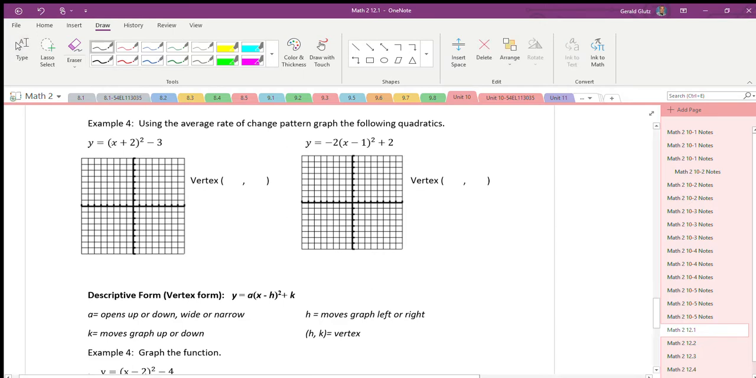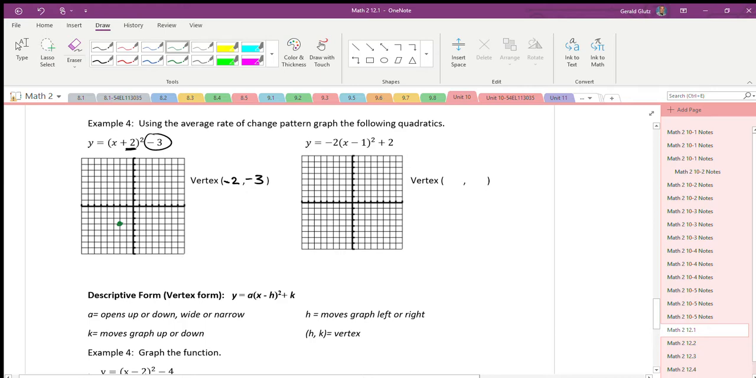So these equations are already in vertex form for us. So if it's in vertex form, you'll have parentheses and squared and then plus or minus some number out here. So to get the vertex, when it's in vertex form like this, you take this number, change its sign, and that's your x value. So -2, and then this number with the same sign will be your y value. So the vertex is -2, -3.